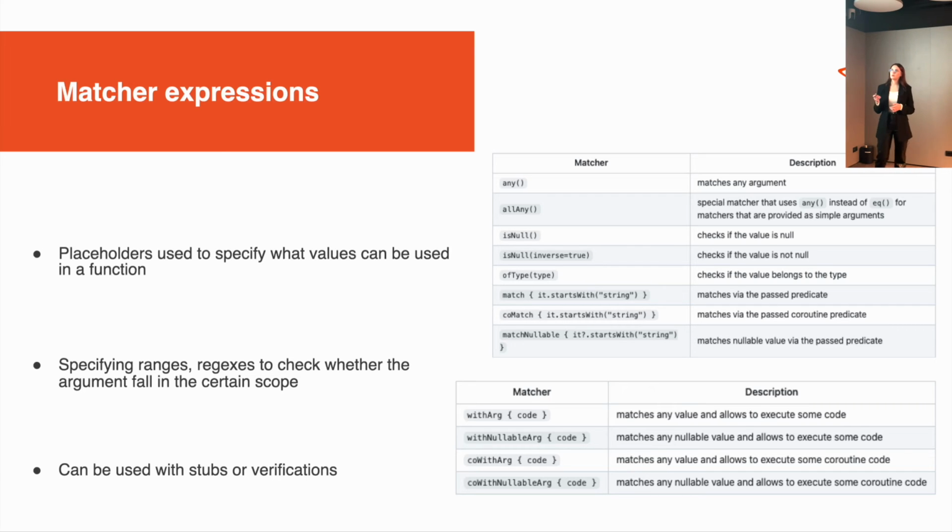So for example, with these matcher expressions, I can say this for every time we are calling the add function. For example, with a number between 0 and 5, return some specific result, and for the range of 5 to 10, return another result. So we can specify ranges. This way we can specify regexes or any arguments that can check if our arguments fall into a certain scope. And as I said, they can be used with stubs and also with verifications. We will see one in an example really soon.